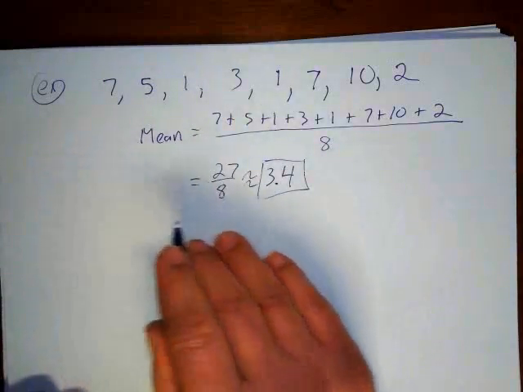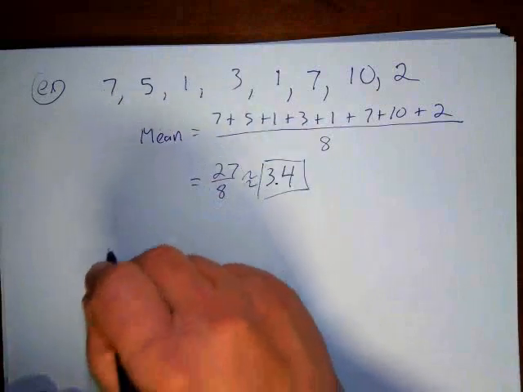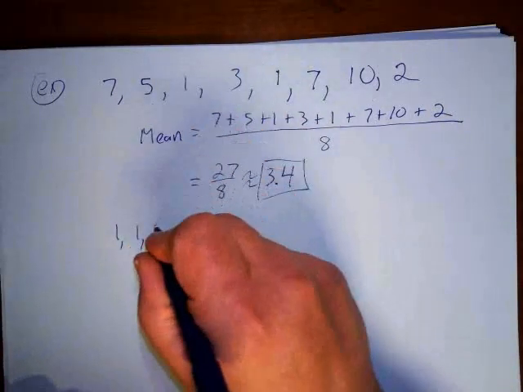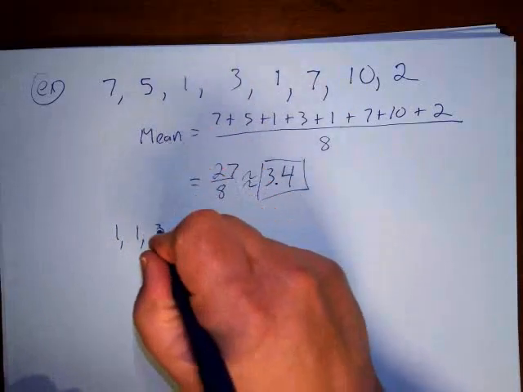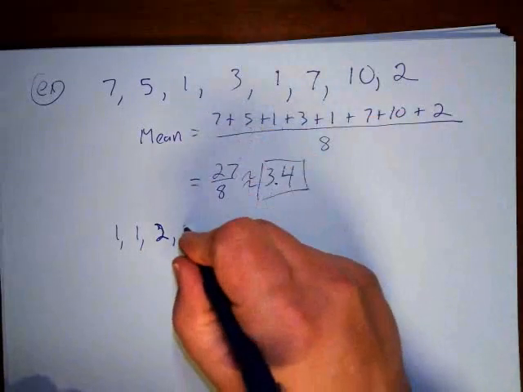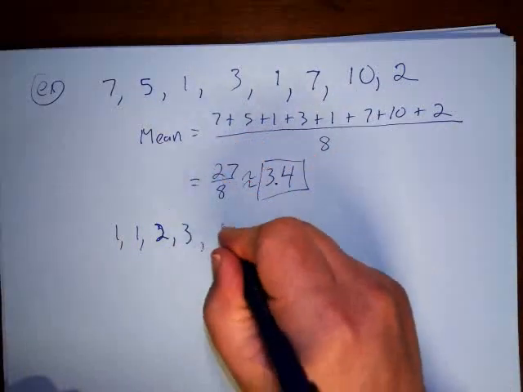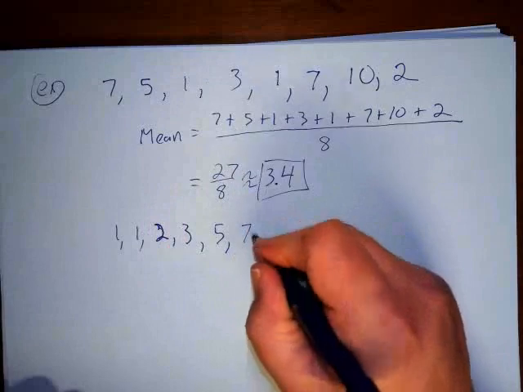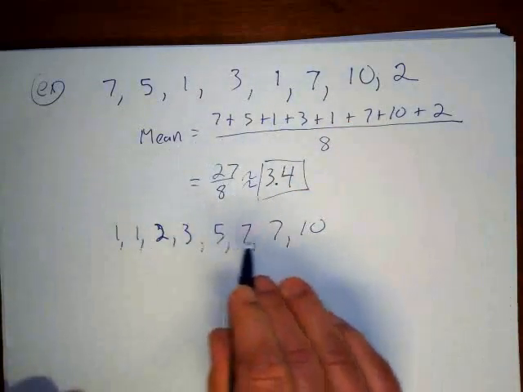So now the median, I got to put the data in order. It looks like I got a 1, a 1, a 2, and then a 3, then a 5, and a 7, a 7, and a 10.